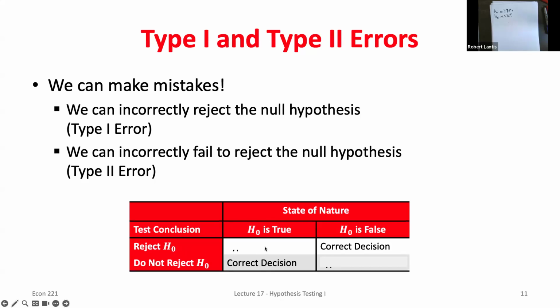However, when I reject the null, even though it was true, that's my type 1 error. And when I failed to reject the null, even though I should have been rejecting because it was false, that's my type 2 error. Okay.